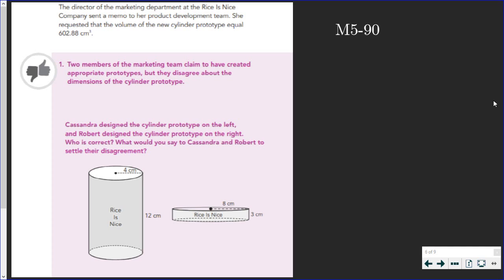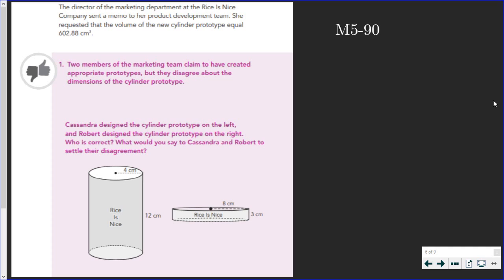The director of the marketing department at the company sent a memo to her product development team. She requested that the new prototype equal centimeters cubed. Okay, so two members of the marketing team claim to have created appropriate prototypes, meaning their cylinders hold the correct amount of units, which we know is 602 and 88 hundredths centimeters cubed. Okay, so two different cylinders. You can see down here, very different cylinders. Okay, very different designs, but both claim that they have the same volume, the right volume.